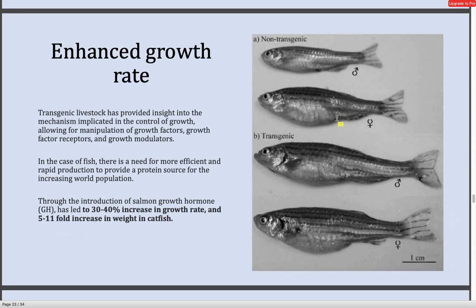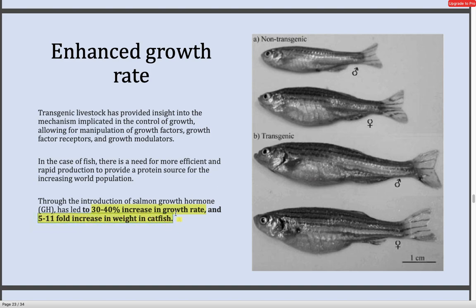This is another thing that is quite commonly done, again, mostly in fish, but also in other livestock as well, is enhanced growth rate. So if you look at the 2 fish at the top, so those are the non-transgenic fish. If you look at the 2 fish at the bottom, that's the transgenic fish. So with transgenic, you actually are able to cause a 30 to 40% increase in growth rate. Can anyone think why this might be important? Why do you care if a catfish is tenfold heavier than what it used to be? Or why would you care if a fish is 40% larger than what it used to be? Can anyone think of a reason?